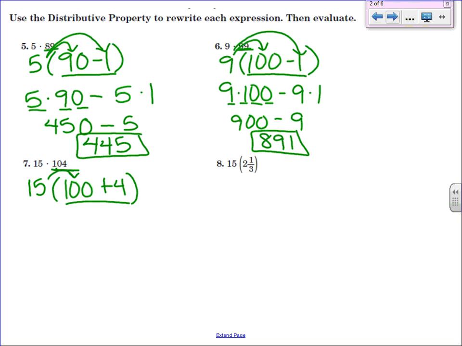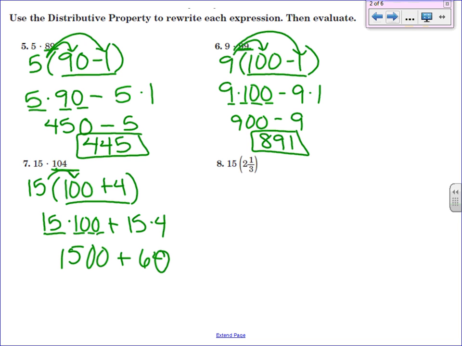15 times 100, well, 15 times 1, and then 15 times 4. So 15 times 1 is 15. And then I have 2 zeros to come after it. 15 times 4, well, 15 and 15 is 30. 30 and 30 is 60. So then I have 1,560 as my answer.